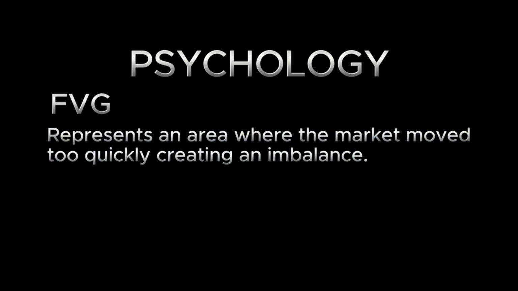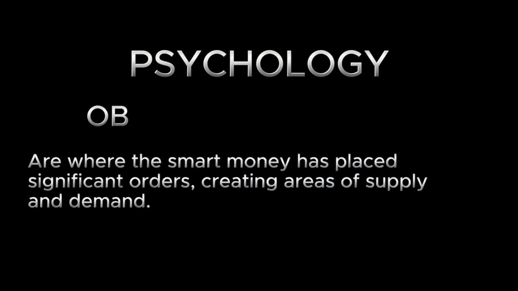For example, a fair value gap represents an area where the market moved too quickly, creating an imbalance. The market tends to revisit these gaps to correct the imbalance, giving you an opportunity to trade in the direction of the original move. Order blocks, on the other hand, are where the smart money has placed significant orders, creating areas of supply or demand. When the price returns to these blocks, it often signals the continuation of the trend, driven by the institutional orders that remain in the market.